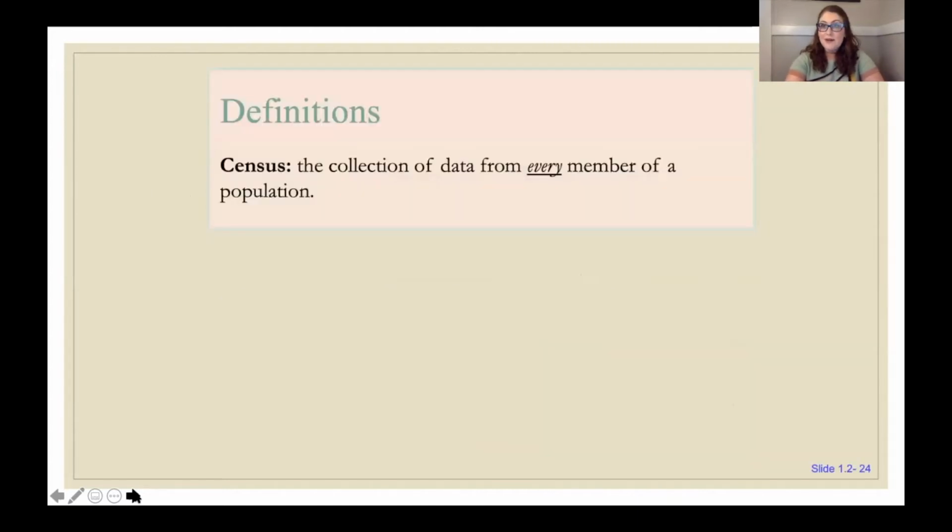First off, I want to talk about when we don't take a sample, and that's a census. There was a census this year in 2020. A census is a collection of data from every member of a population, right?